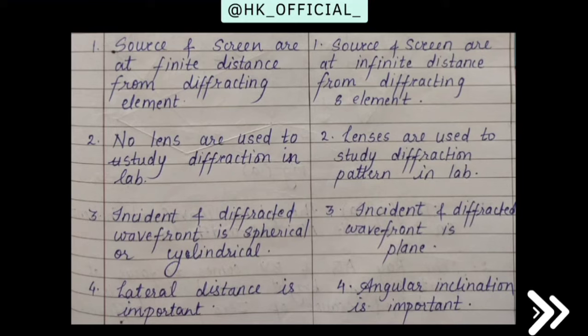Now the third point is, in Fresnel the incident and diffracted wavefront is spherical and cylindrical. This is very important because in Fraunhofer the incident and diffracted wavefront is plane only, not spherical or cylindrical. So this is the major difference, because in Fresnel we have spherical and cylindrical wavefronts of incident and diffracted light, and in Fraunhofer the incident and diffracted wavefront is plane.